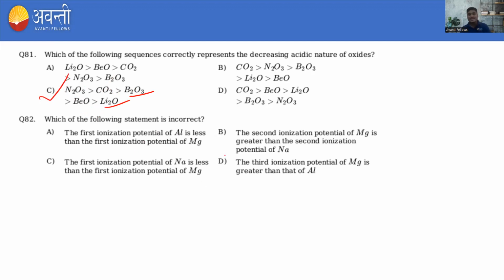Now, which of the following statements is incorrect? The first ionization enthalpy of aluminum is less than that of this, right? And the second ionization enthalpy of magnesium is greater. This is wrong. Why? Because we know that magnesium has 2, 8, 2. When removing one electron, it has 2, 8, 1. So it is very easy to remove this one electron as well. So the second ionization enthalpy of sodium is much higher, and that of magnesium is much lower. But the second ionization enthalpy of magnesium being greater is the wrong statement.